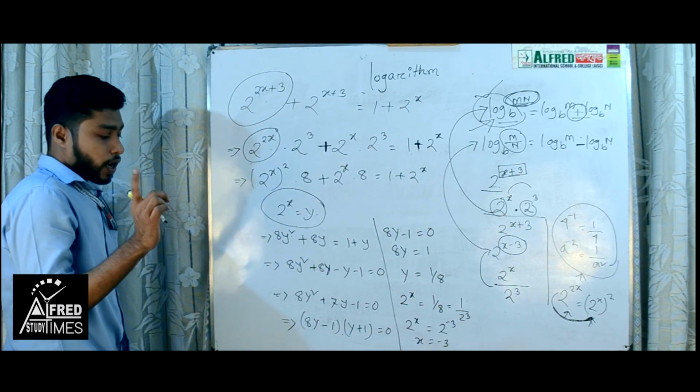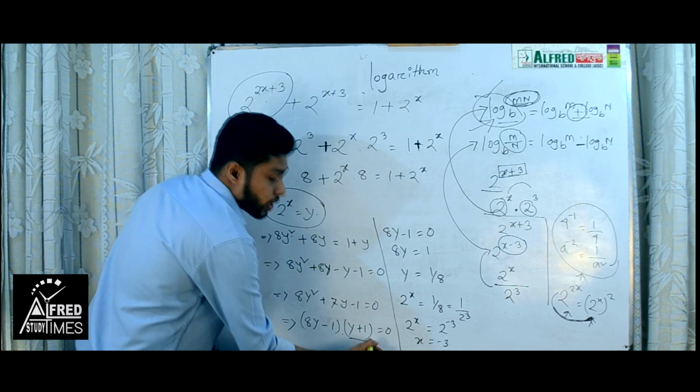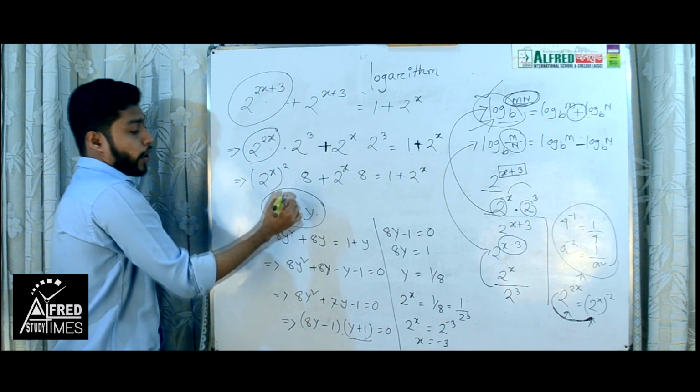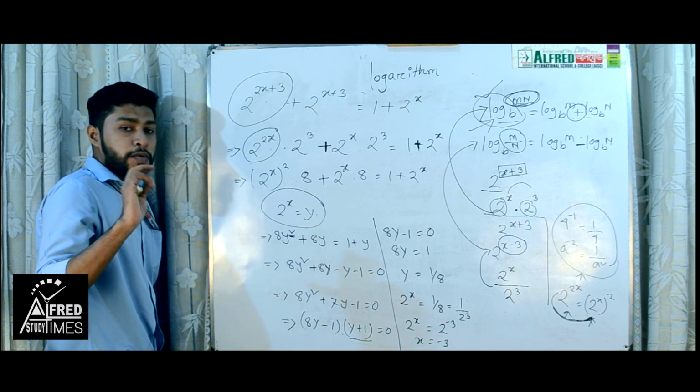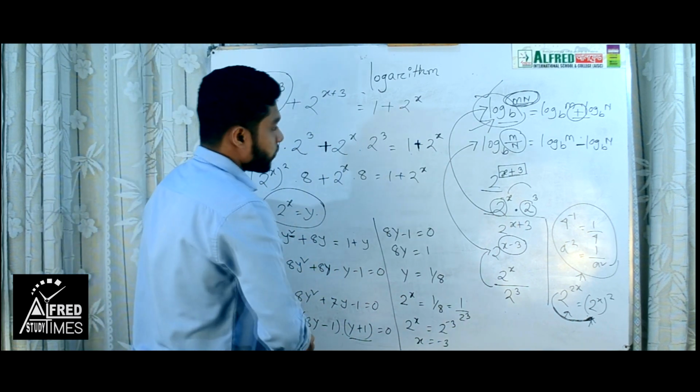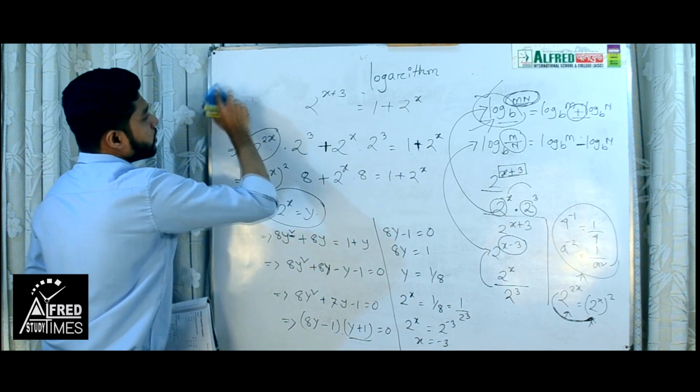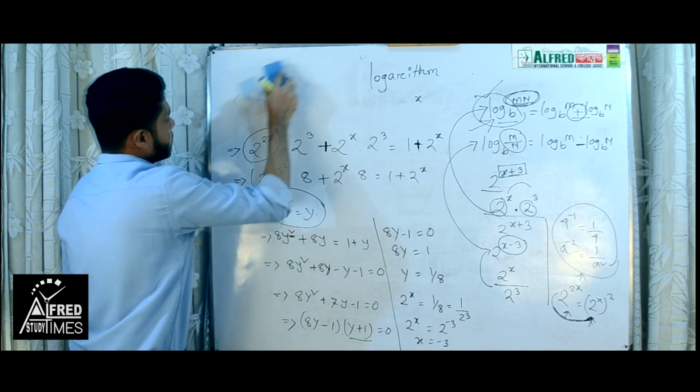But that is only one part, there is another part, because there is my square. If there is a power of 2, then your answer will be x is equal to 2. So we can write it here as my result.